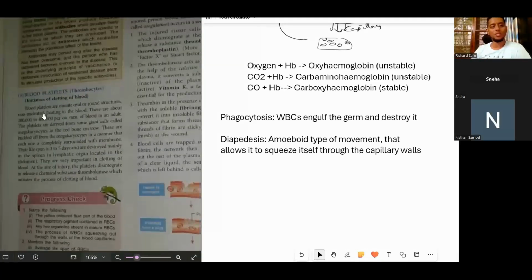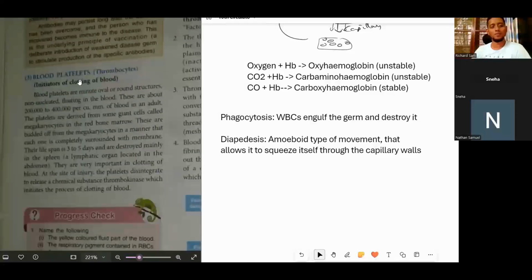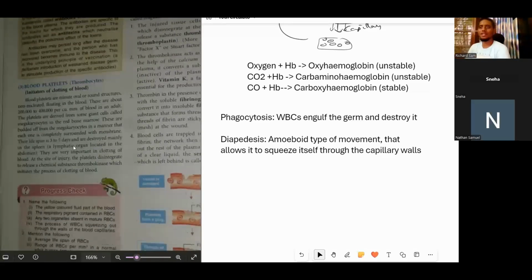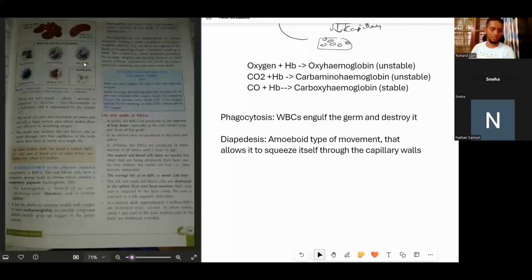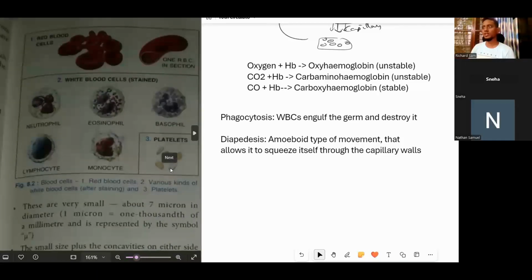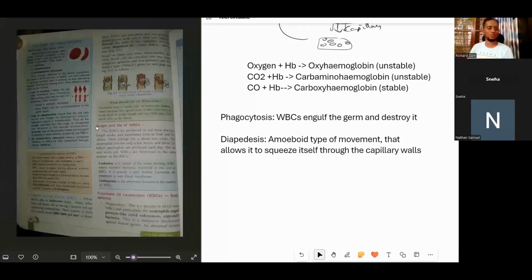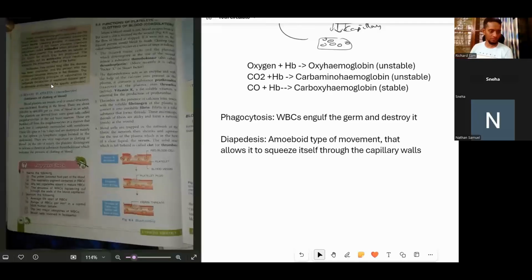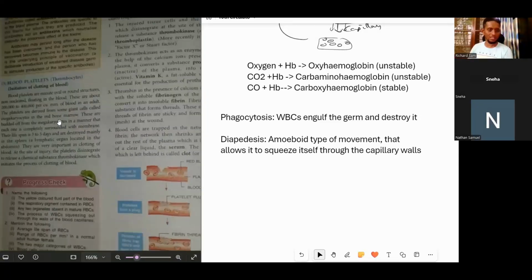Okay, the last blood cells are the platelets, also called thrombocytes. Now what's the function of the platelets? Clotting of blood. Platelets are very tiny. If you look at the picture over here, they have shown platelets to be very, very small. So how do the platelets clot? There are many steps.